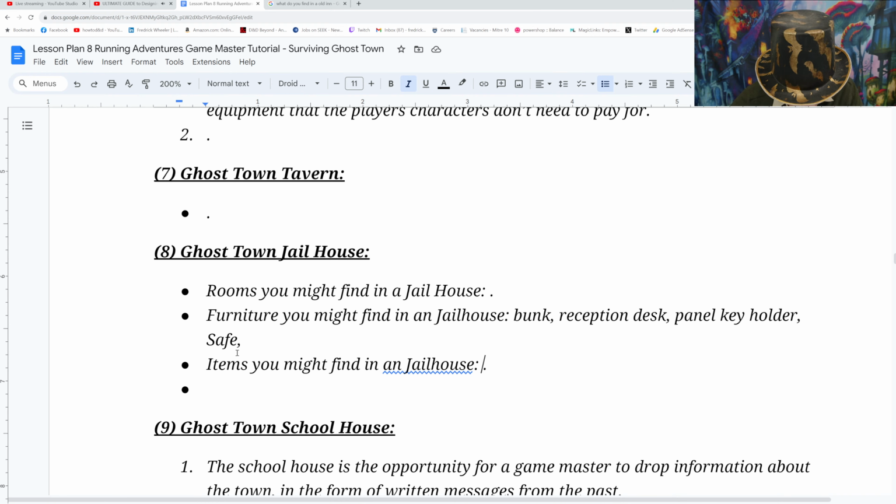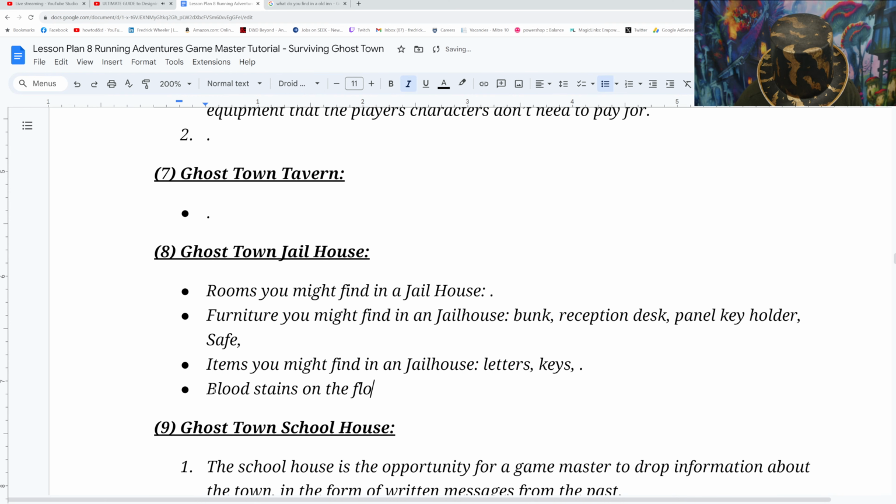Hidden tunnel, torch chamber, torch, executions chamber. Yeah, I don't think letters though. Letters, yes. Let's go with letters. Keys. Blood stains. You might find blood stains. The floor. The jailer's keys. An arms locker. I agree. An arms locker is something we should have.